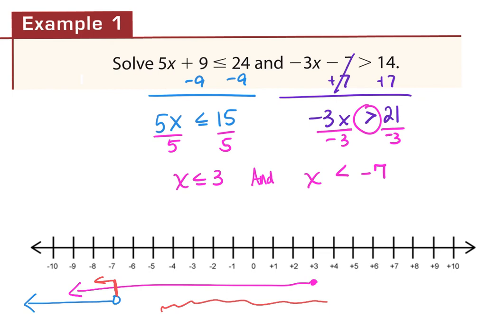It also means that negative 7 is not part of the solution because it's part of my less than or equal to 3, but it is not part of my less than negative 7. So the only place that's actually going to be part of my answer is this going that direction. So my only answer here is that x is less than negative 7. That's the only place they actually crossed over, okay?